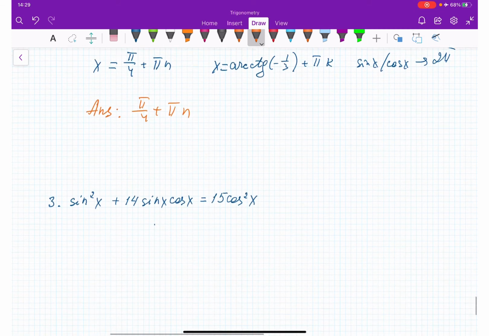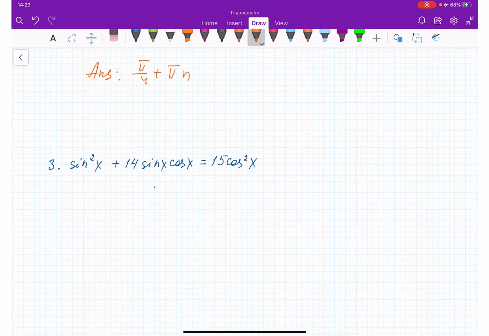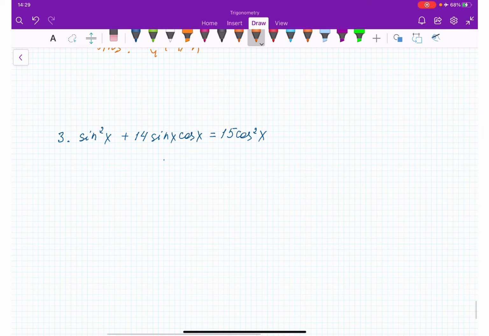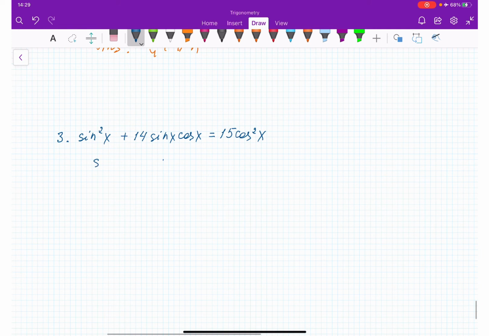Okay, and moving to the last question. Sine square x plus 14 sine x cosine x equals 15 cosine square x. All right, so obviously I'm going to bring 15 cosine square x to the left side. So sine square x plus 14 sine x cosine x minus 15 cosine square x equals 0.